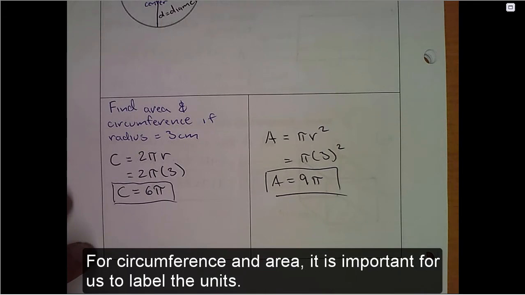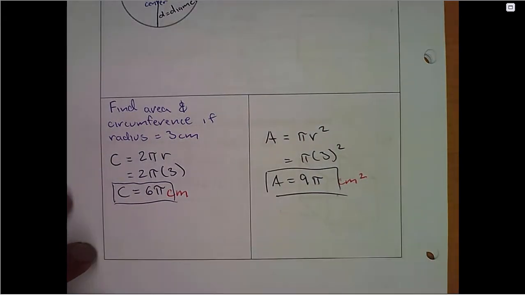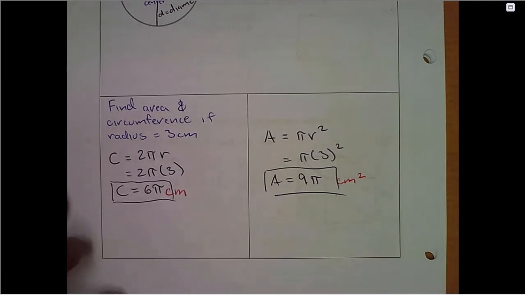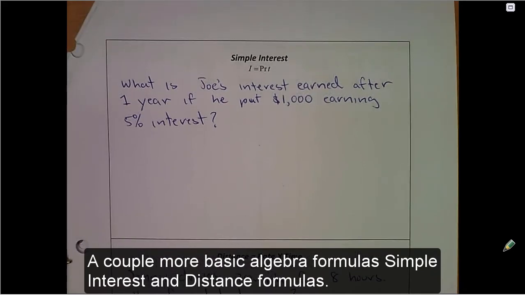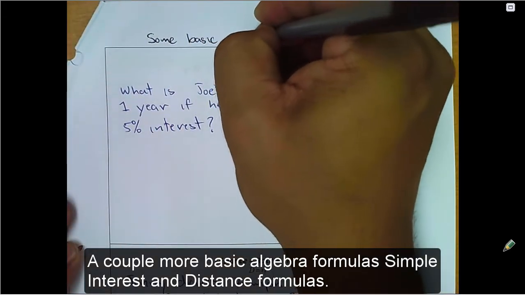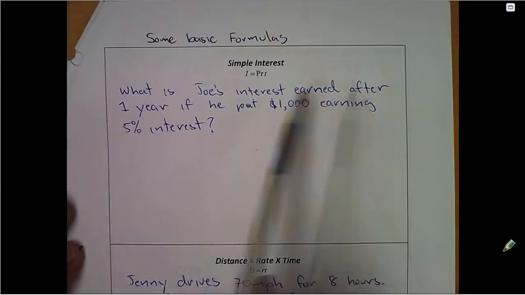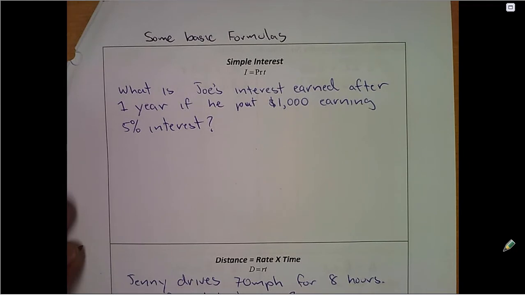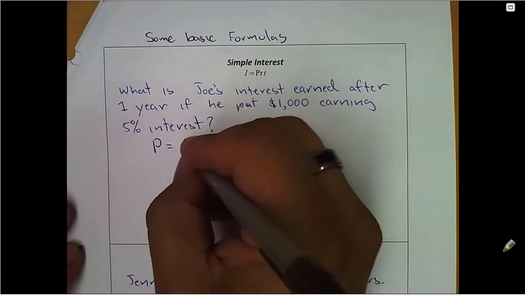For circumference and area, it is important to label the correct units, like centimeters for circumference and square centimeters for area. A couple more basic algebra formulas, simple interest and distance formulas. It's important to read the problem and label all your given information.